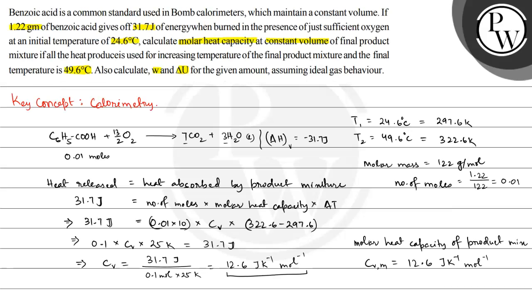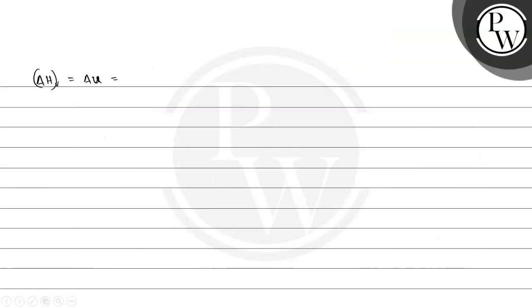So we know that the heat released at constant volume is equal to the change in internal energy. So delta H at constant volume is equal to delta U, which is given as minus 31.7 joules.